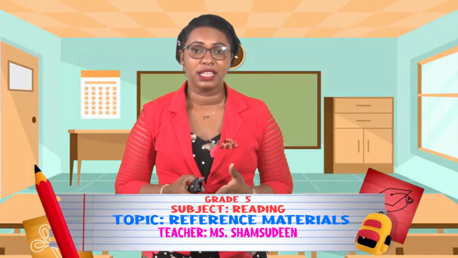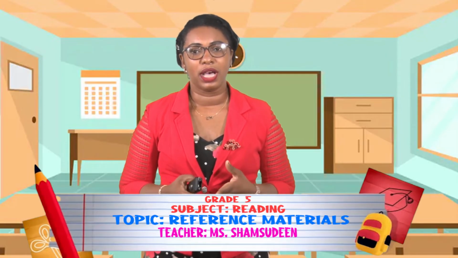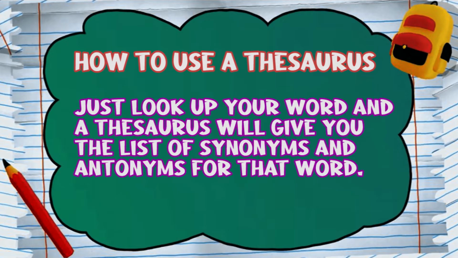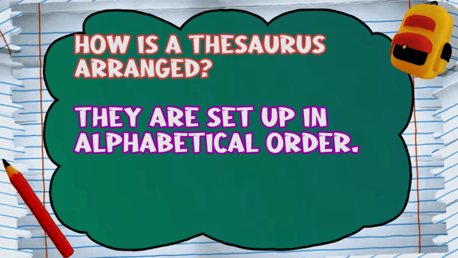The book may be divided into two. In the front part, you'll find words and their meanings, and at the back, you will find the thesaurus, where you have synonyms and antonyms of the words that are listed. Now, they're pretty much simple to use. Just look up the word and you will see the list of synonyms and antonyms of that word. A thesaurus, however, does not usually provide you with a definition. As I said, the dictionary is what you will use to find the definition. Like the dictionary, the thesaurus is also set up in alphabetical order.